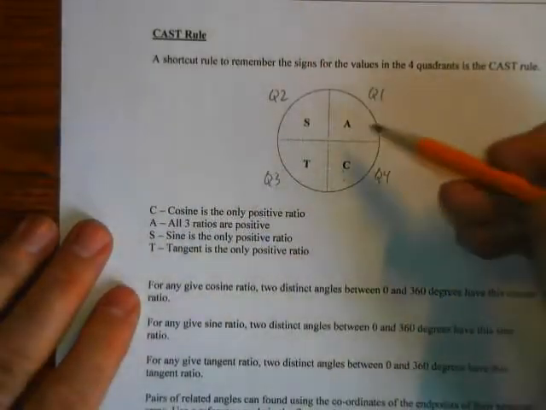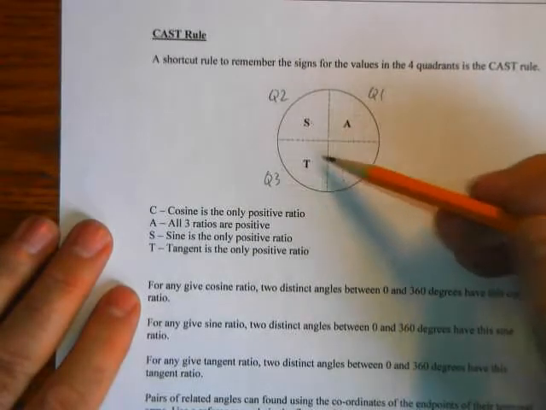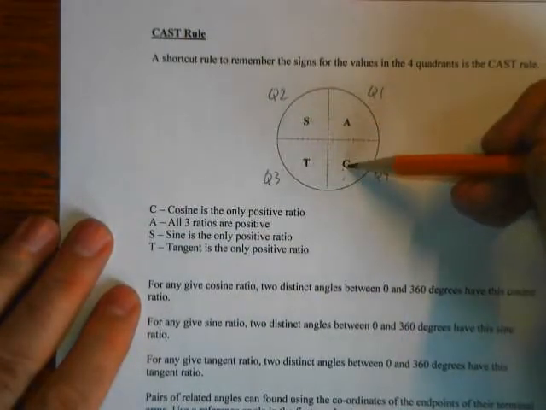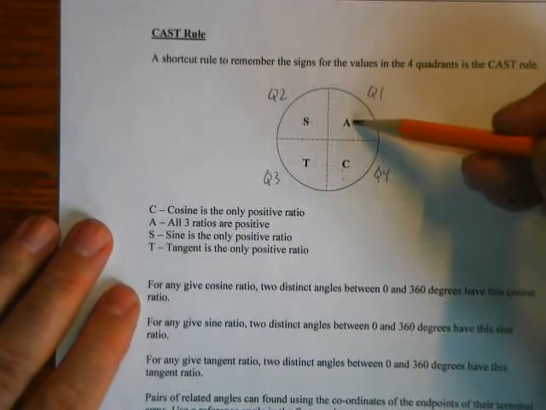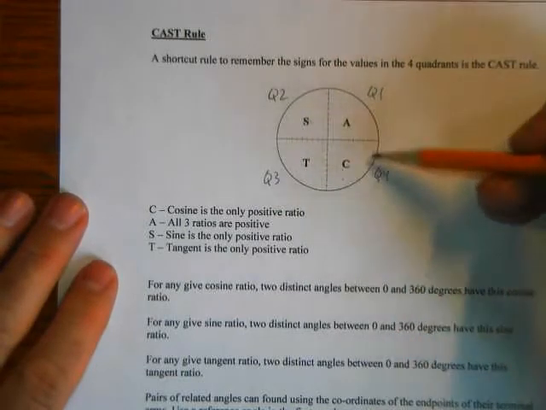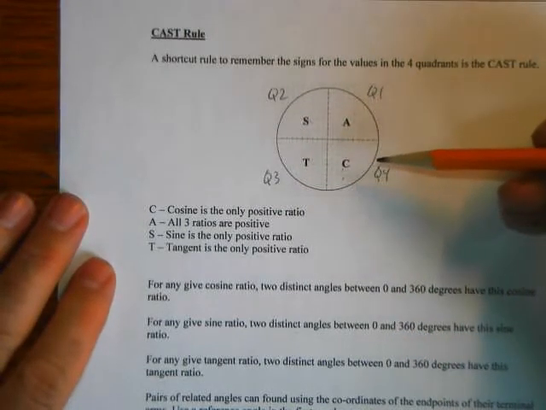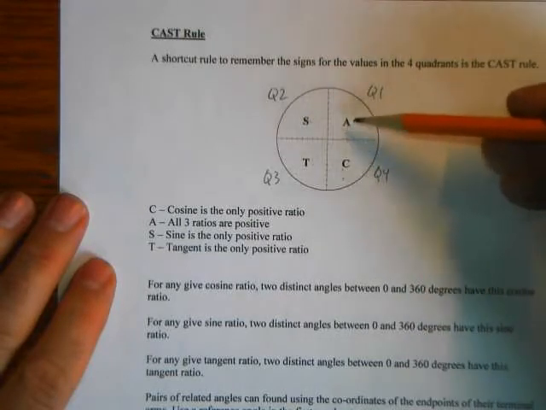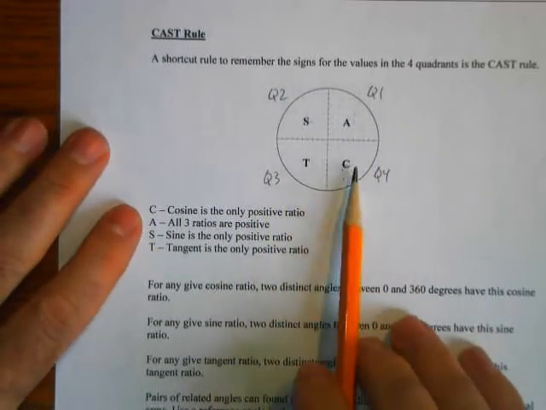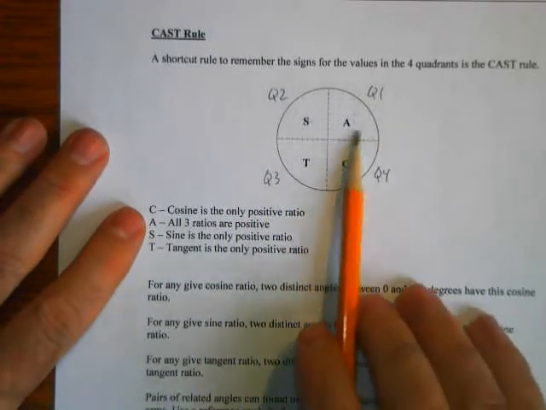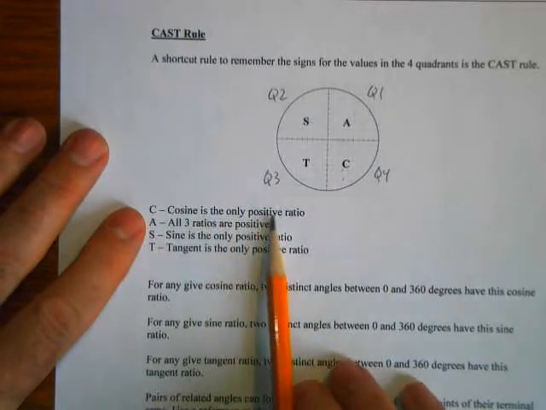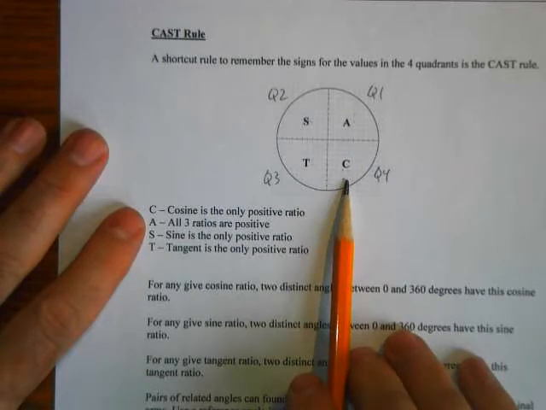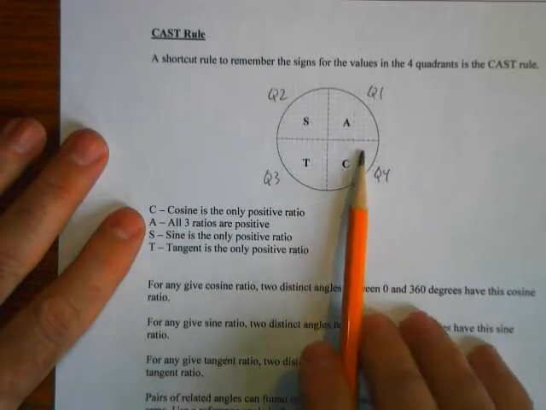Well, maybe you recognize S, T, and C. Those are our trig ratios: sine, tan, and cosine. And A actually stands for all. So the CAST rule tells you what the sign of the different ratios will be in each of these quadrants. For example, for the C, in this quadrant here, cosine is the only positive ratio. So all cosine values here will be positive. Sine and tangent values will be negative.